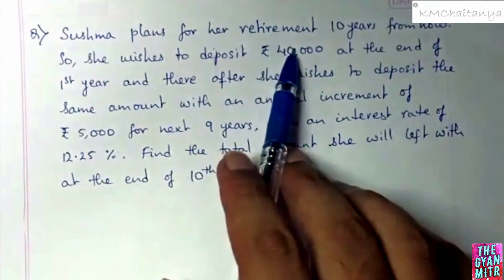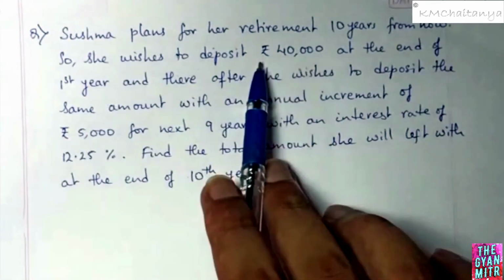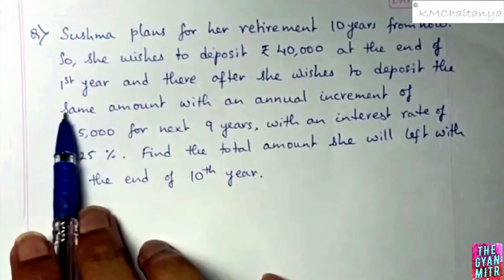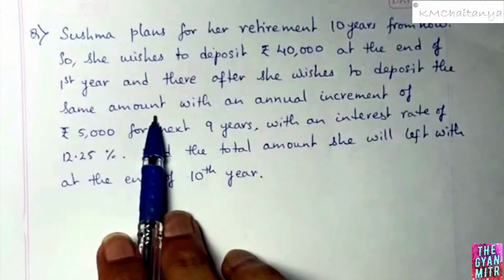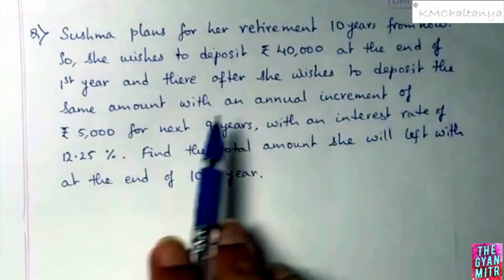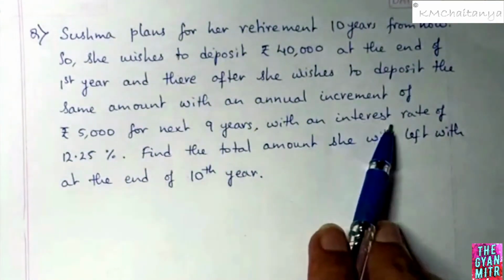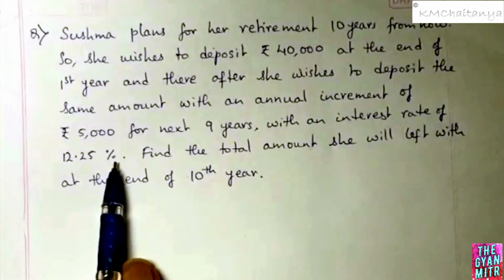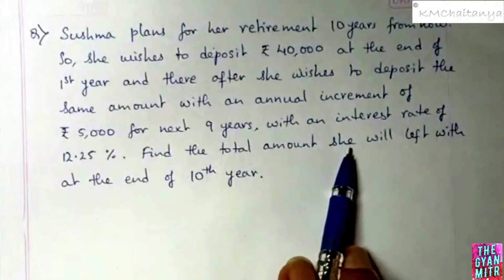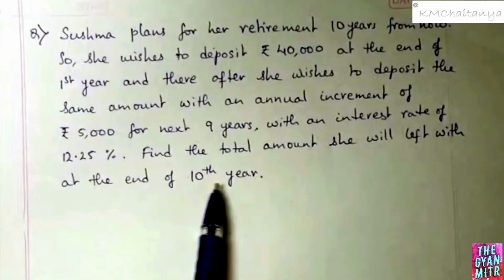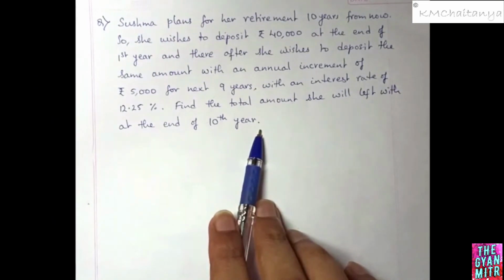Sushma plans for a retirement 10 years from now. So she wishes to deposit rupees 40,000 at the end of first year, and thereafter she wishes to deposit the same amount with an annual increment of rupees 5,000 for next 9 years with an interest rate of 12.25% per annum. Find the total amount she will be left with at the end of 10th year. So very interesting question, just like the previous problem.